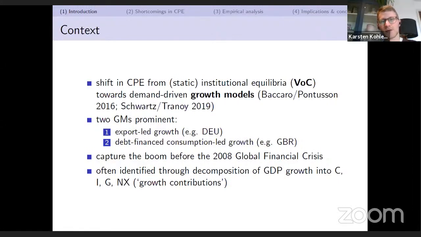We have the impression that these two growth models became so prominent because they were very apt in capturing the boom that was going on prior to the 2008 global financial crisis. One of the common methods used in the growth models literature to identify those growth models is decomposition of GDP growth into consumption, investment, government expenditures, and net exports. In the export-led growth model, net exports play a big role in those GDP decompositions. And in the consumption-led growth models, it's obviously consumption growth that is the main driver of economic growth.